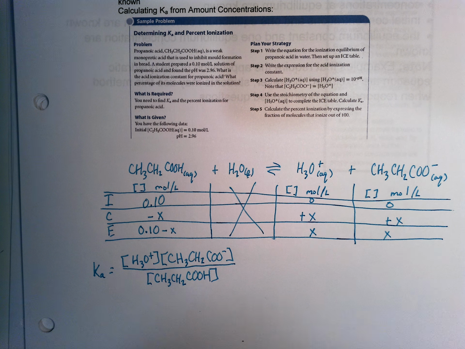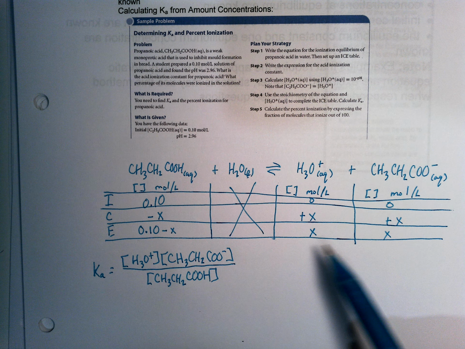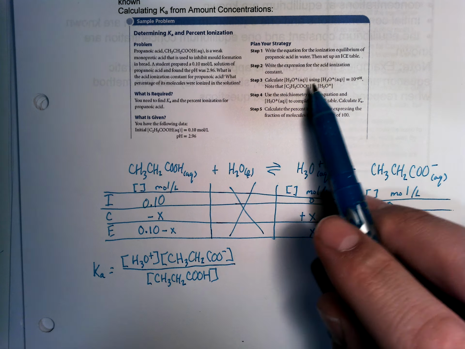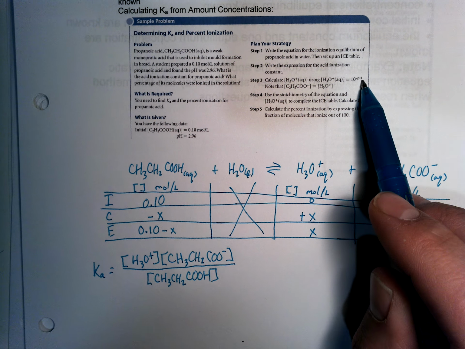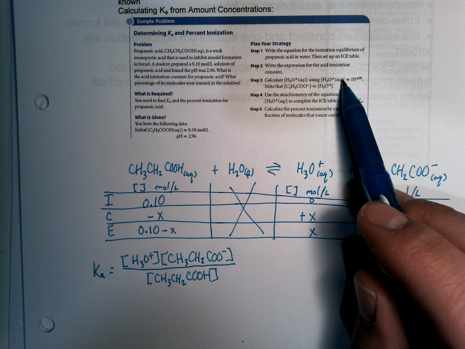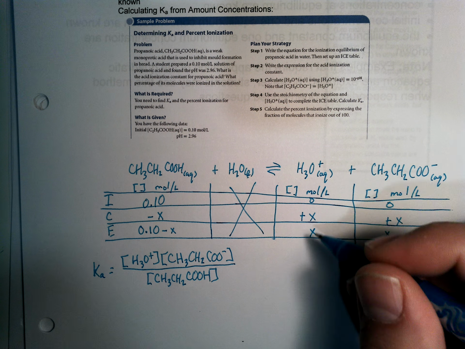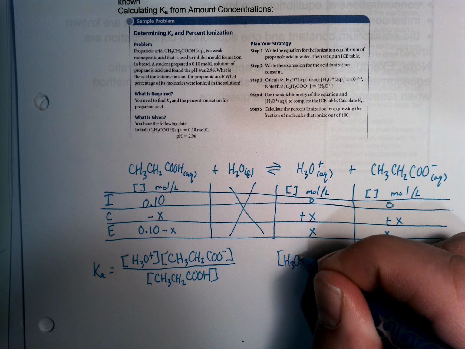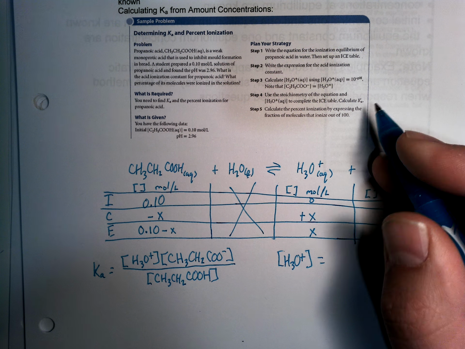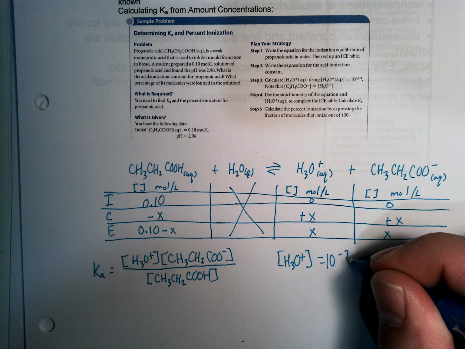Okay, so that's our expression for the acid ionization constant. Now we're going to solve for x in our table here. Because we're given the pH, we can use the pH to solve for our hydronium concentration. So our hydronium concentration is equal to 10 to the minus pH. So 10 to the minus 2.96.